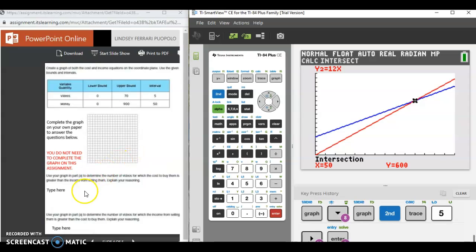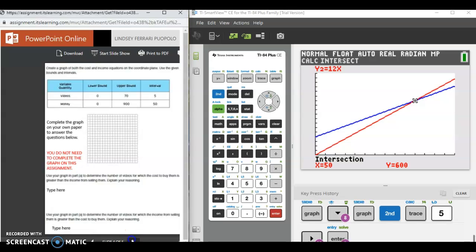So over here, it says use your graph to determine the number of videos to which the cost is greater. So when is the blue line above the red line? The blue line's above from 0 to 50. Or you could say less than 50 videos. Then it says use the graph to determine when the income is greater. So when is the red on top? The red is on top after 50 videos.